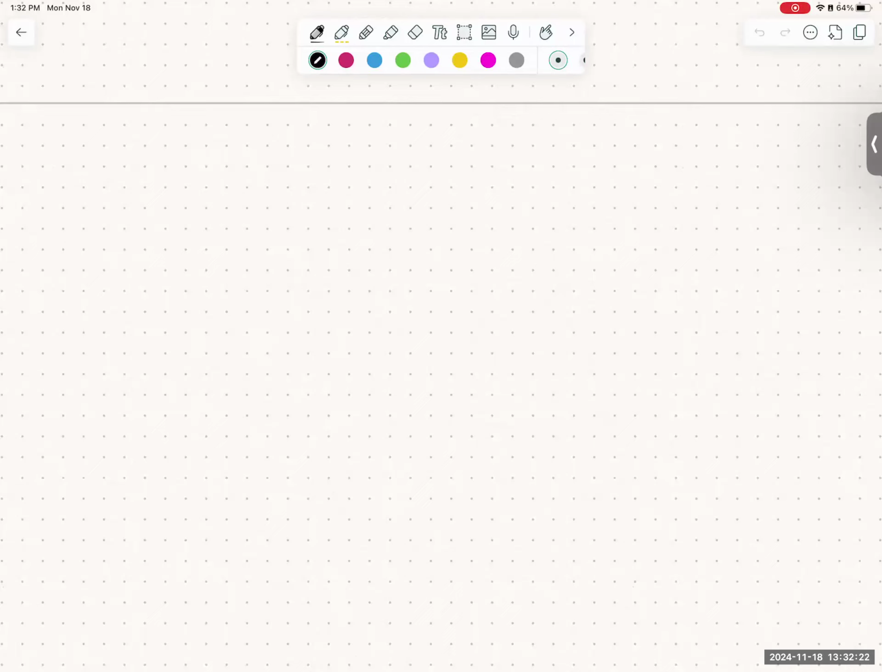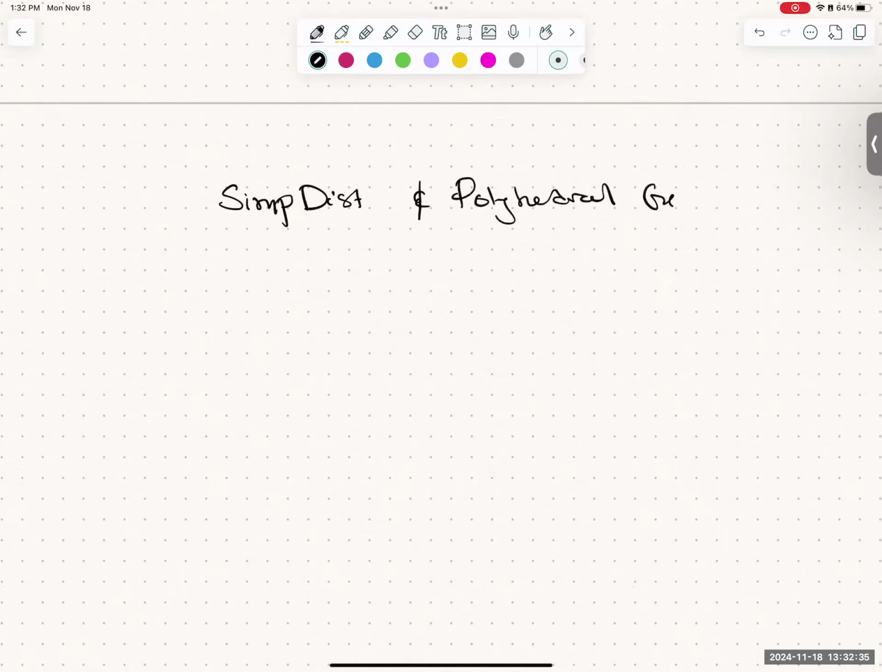As you mentioned, I want to talk today about simplicial distributions and polyhedral geometry. I think one of the reasons this is an interesting subject is that you mix together structures like simplicial sets coming from algebraic topology, and then you're also connecting to these very concrete geometrical objects. I think it's interesting.